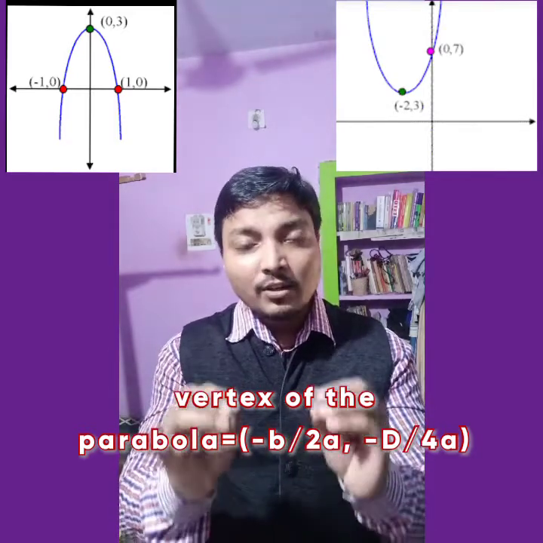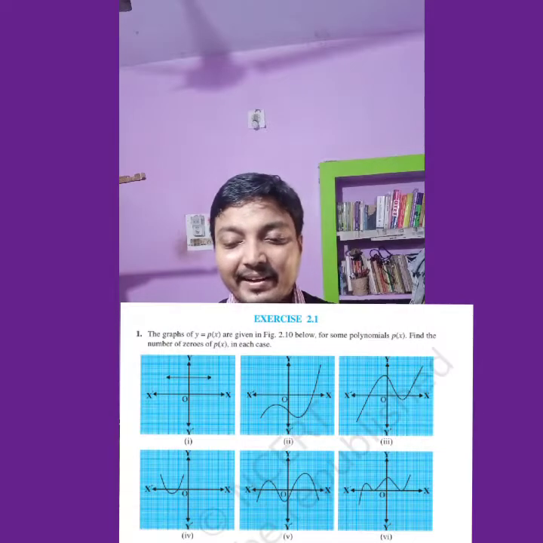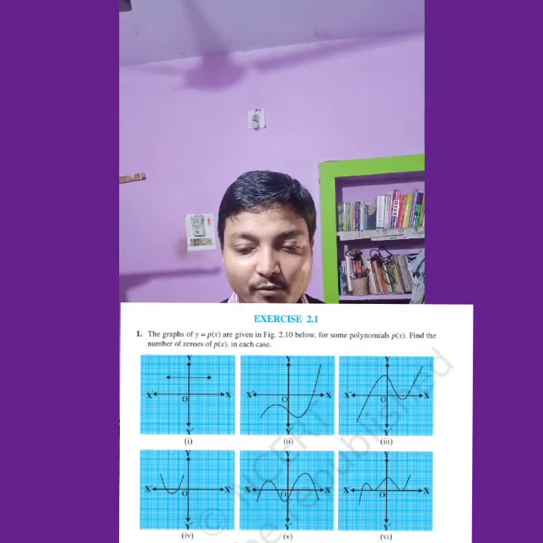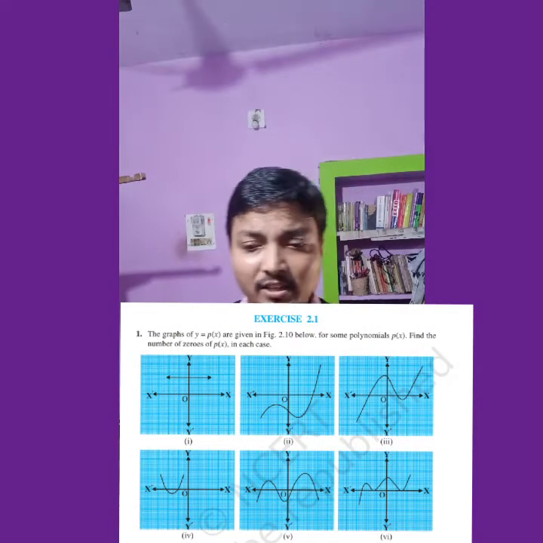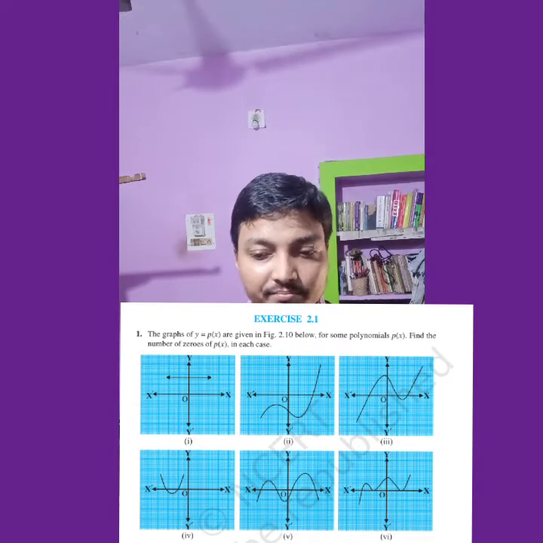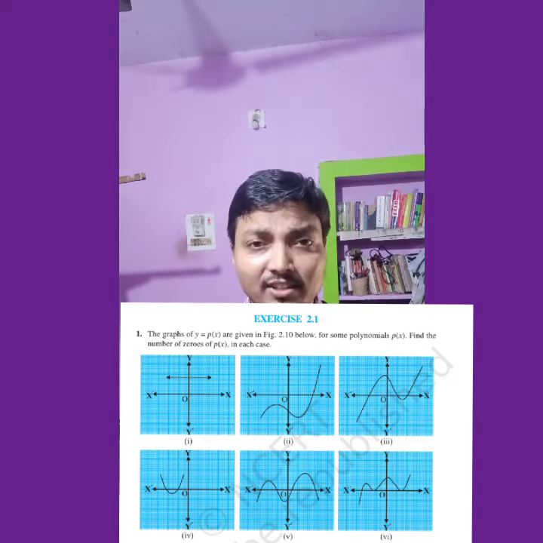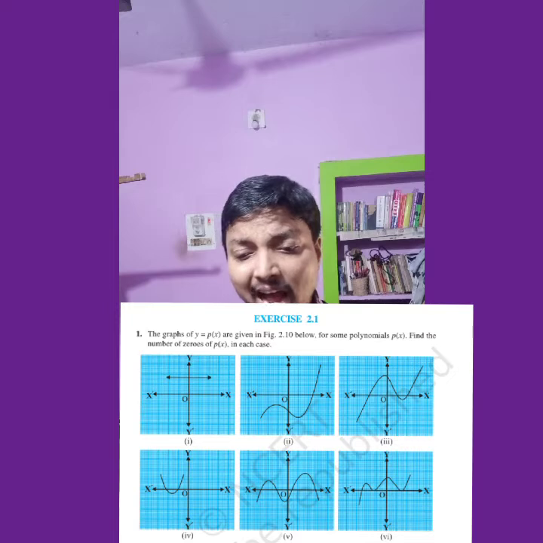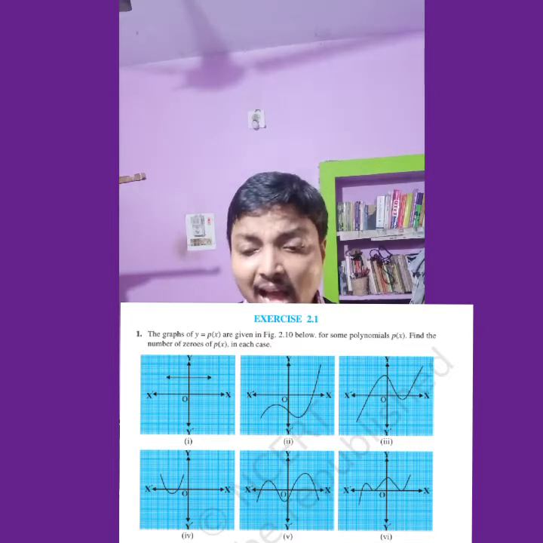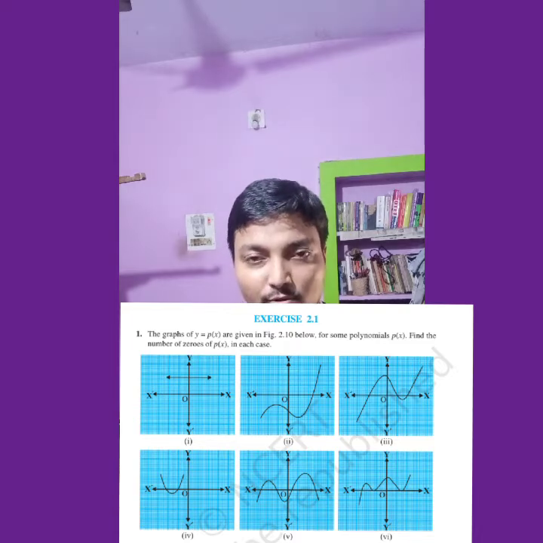So now we will do question number 1 of our first exercise, Exercise 2.1. Just see the first question. Here it is the graphical representation of the polynomial y is equal to p(x). By seeing the graph, you have to say how many zeros the polynomial has, that is, how many times the curve intersects the x-axis.